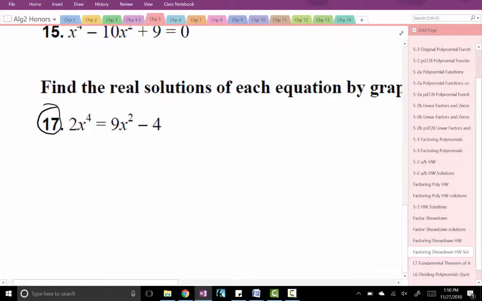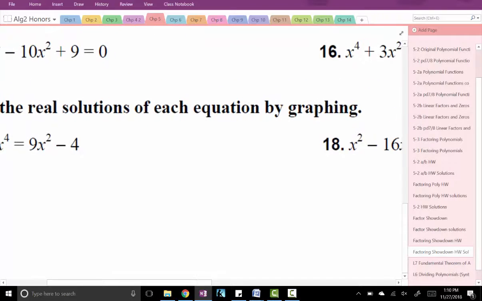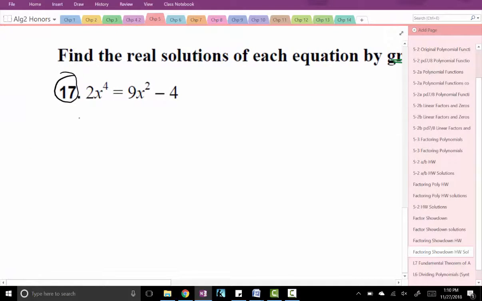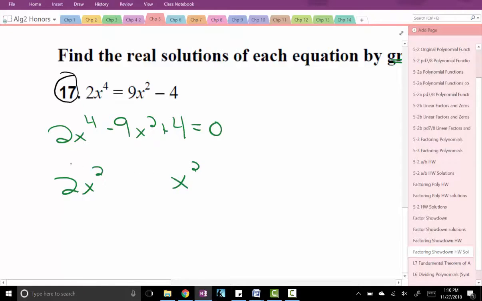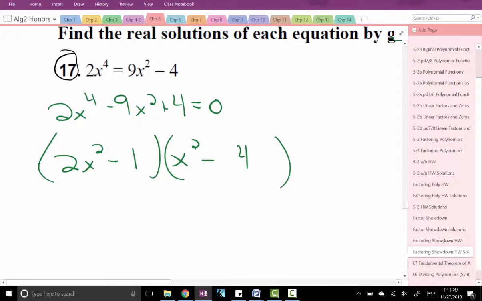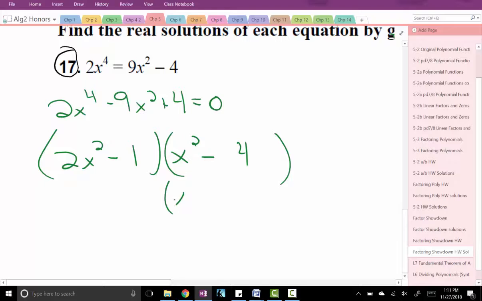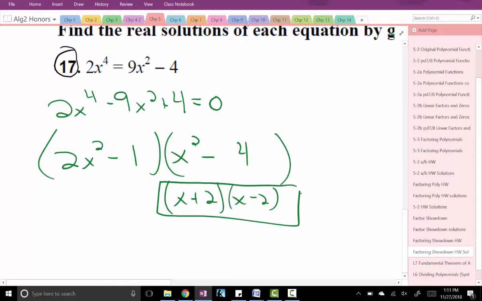Alright, and way down here, let's not worry about graphing. Let's get our solutions if we can. So if we factor it out, 2x to the 4th minus 9x squared plus 4 equals 0. So the fact that we go to x to the 4th to x squared means we can possibly factor it. X squared, x squared. Alright, and signs are both negative. 4 and 1, that'll work. So we have x plus 2 and x minus 2 out of our x squared minus 4.